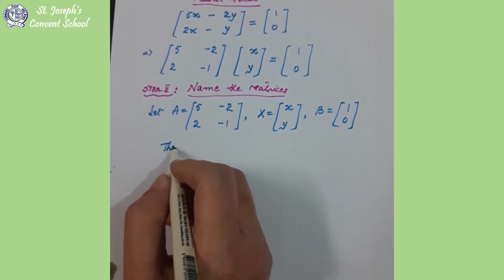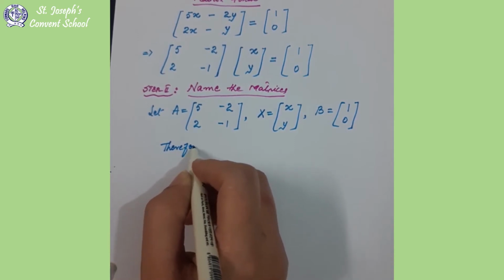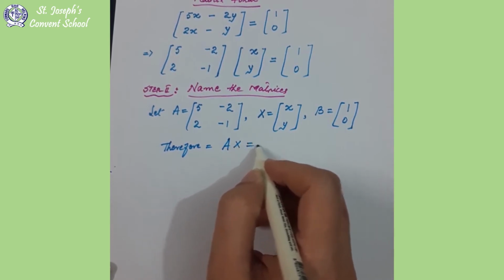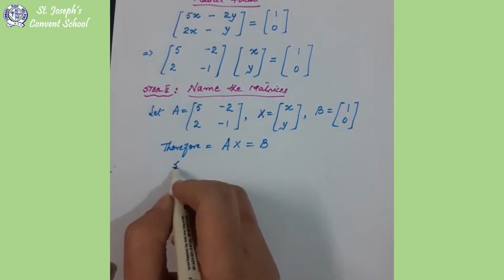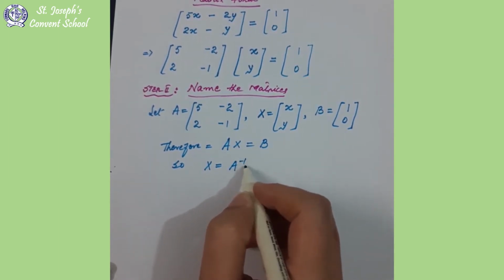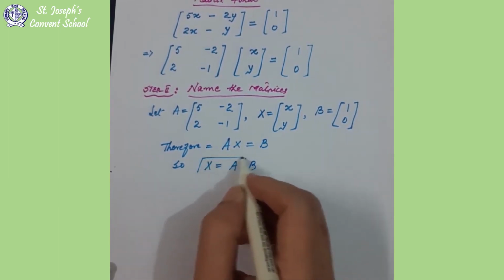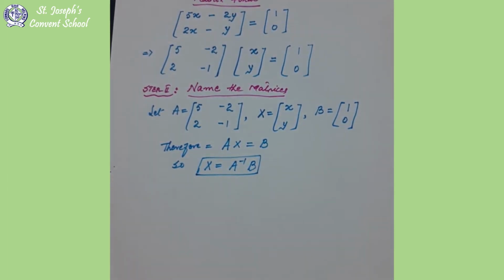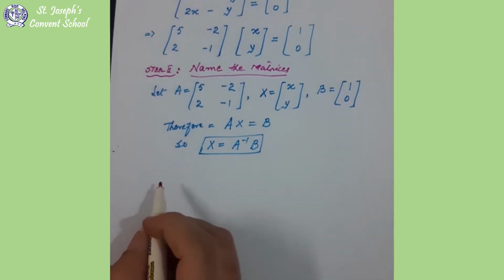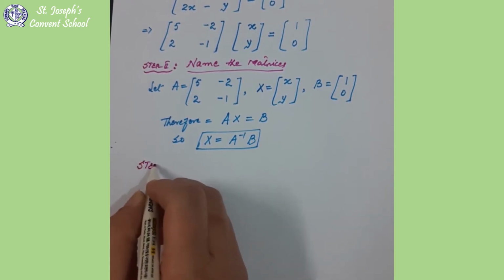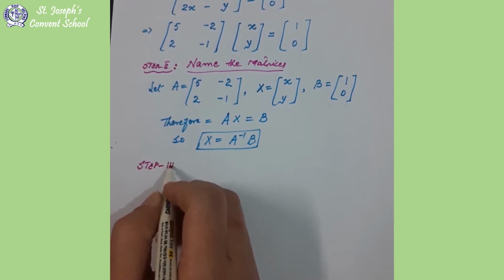After giving their names, you have to apply the formula. So according to this, the equation is AX equals B. So X equals A inverse B. So this is the formula. Now we'll solve the question according to the formula. So the next step is to apply the formula. Okay. Step 3.